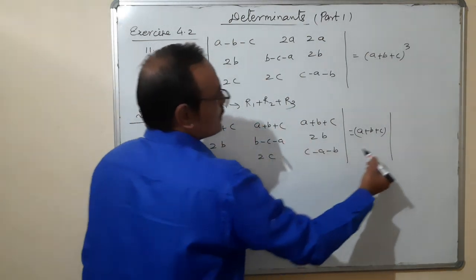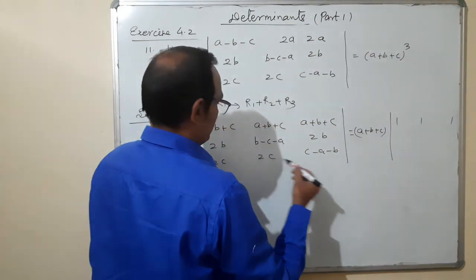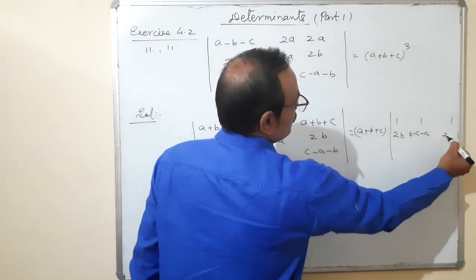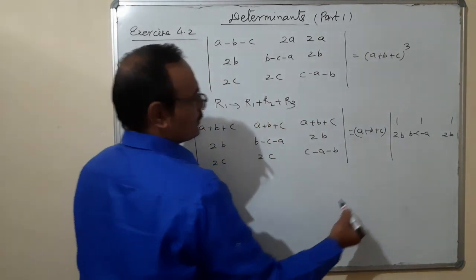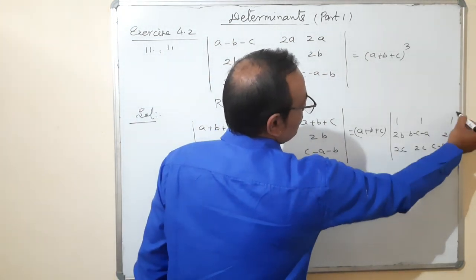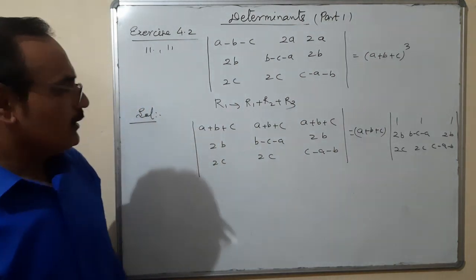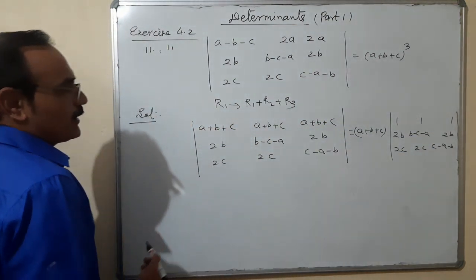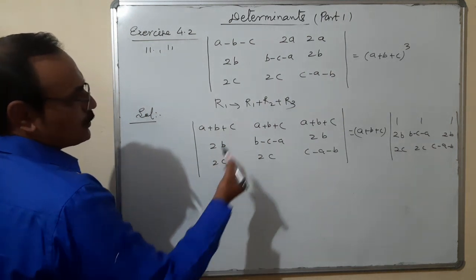If I take A plus B plus C common, it is 1, 1, 1. Here's 2B, B minus C minus A, 2B and 2C, 2C, C minus A minus B. Okay. Here you can see that in a row all the columns equal to 1. So I am making maximum 0. For making maximum 0, what should be done?